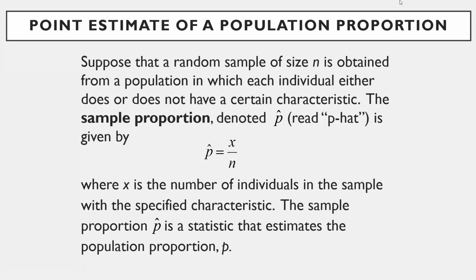Suppose that a random sample of size n, in this case it'll be 100, 200, 300, 1,000, whatever, is obtained from a population in which each individual does or does not have a certain characteristic. There are only two options: you either have this characteristic or you do not. Either you voted on Tuesday or you did not vote on Tuesday. That's what I mean by you do or do not have this characteristic.